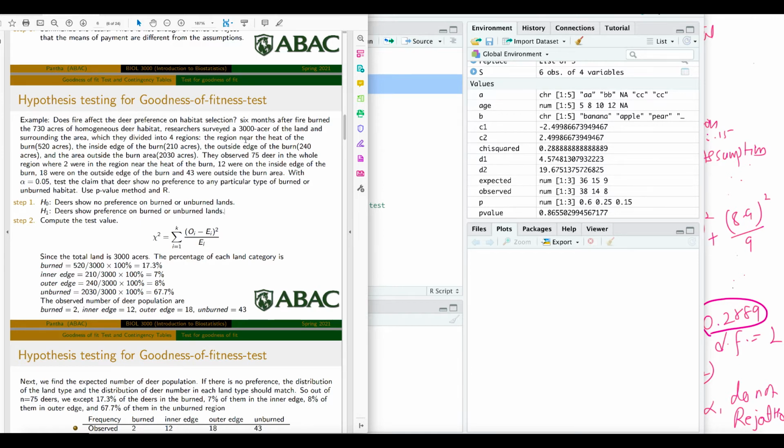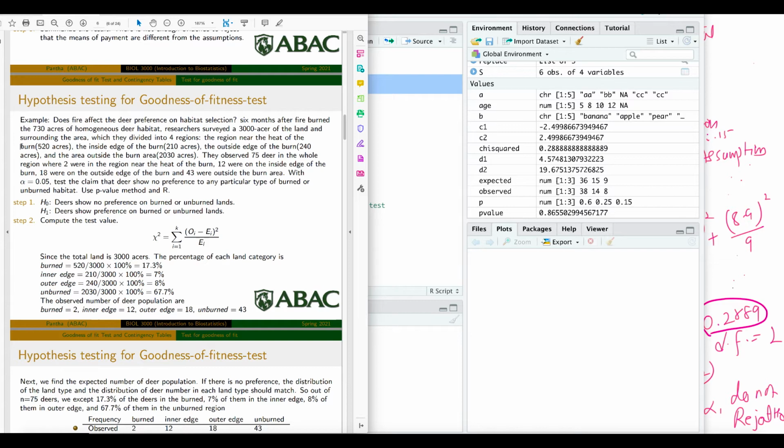So what I'm going to do here is, because the total number of deer observed was 75, right? I want to know the percentage of each category, and I will find out the expected value by multiplying the 75 with that percentage. Okay, look at that. H0 and H1 already discussed. So the chi-square test value is observed minus expected, squared, over expected.